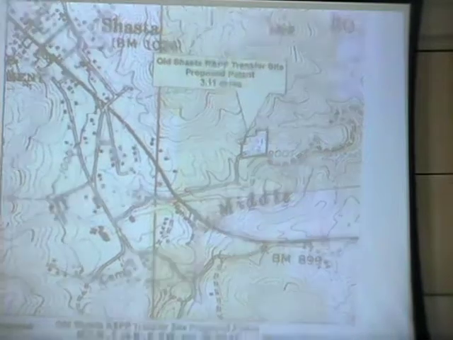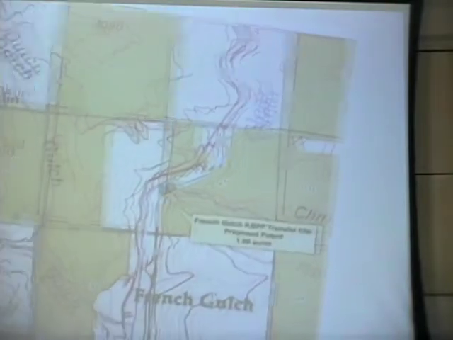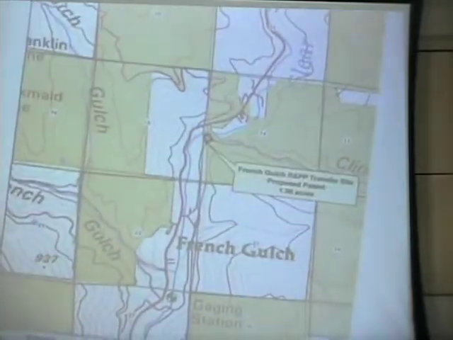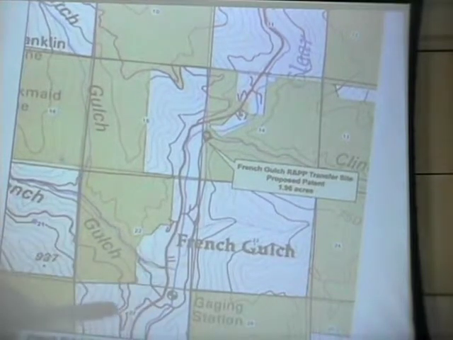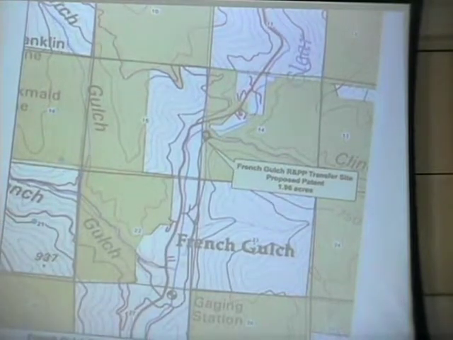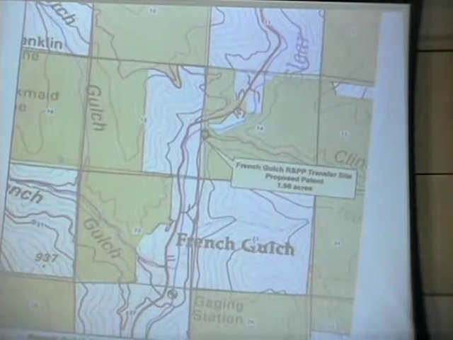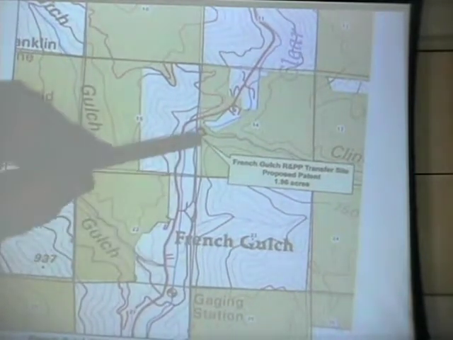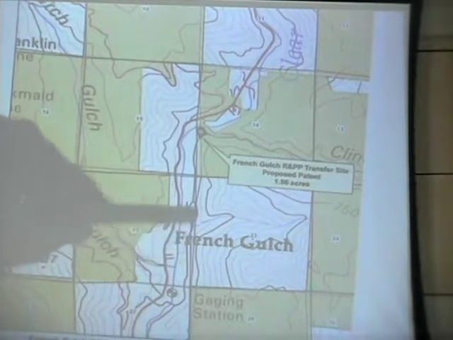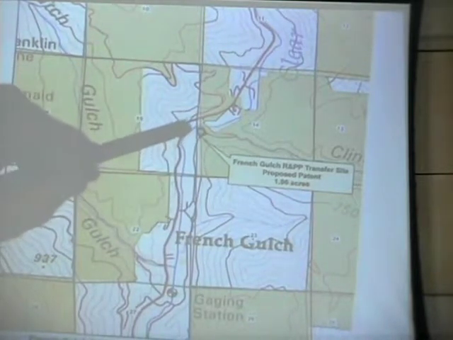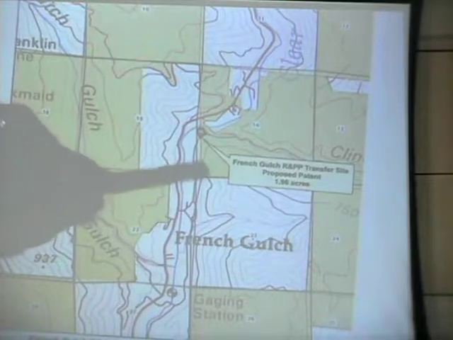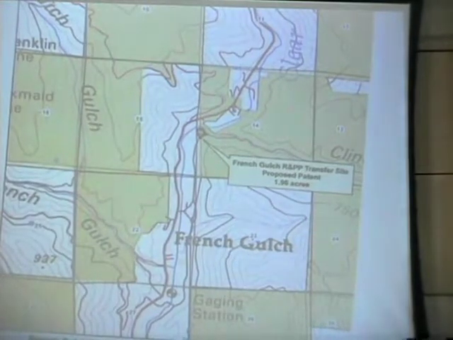Another site that's involved is the French Gulch site. French Gulch, when the community was formed back in the 1800s, they seem to have originally hauled their waste down to the Whiskeytown site, which is now underneath the lake. So the county, in conjunction with the construction of Whiskeytown Lake, sited another site, and it was up here on Klein Gulch Road, up towards Klein Gulch. And it's 1.96 acres. The plan was to bury waste on that site.